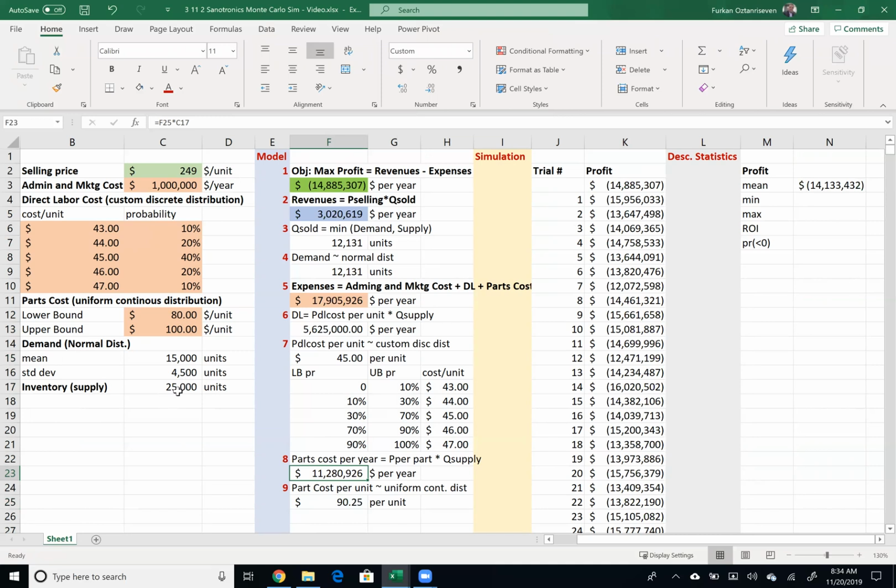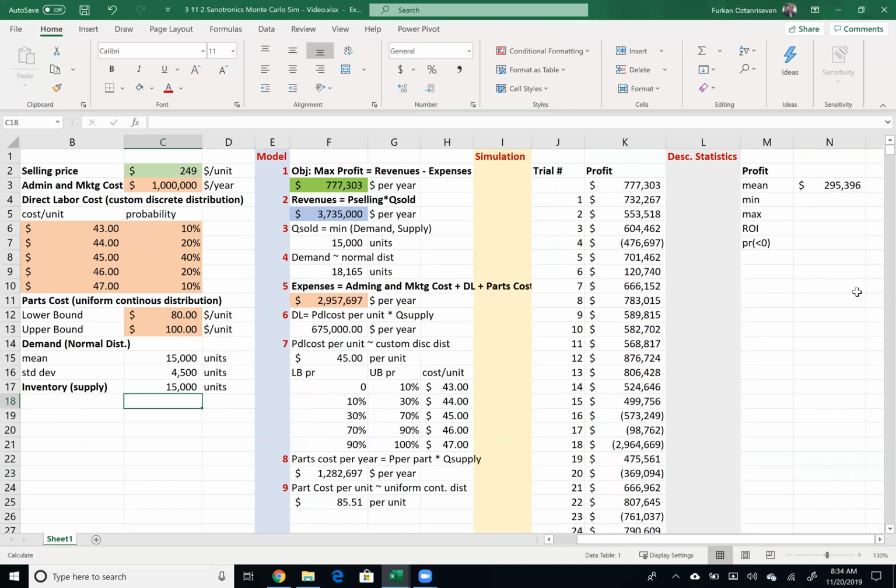So as you see, 25,000 production is a lot of production. So if I go, let's say, to 15,000, probably I will be more profitable. Press F9. So as you see, I would make money if I just produce 15,000, around average demand. But if I go with 25,000 here, if I produce so much, basically, I will start losing money.